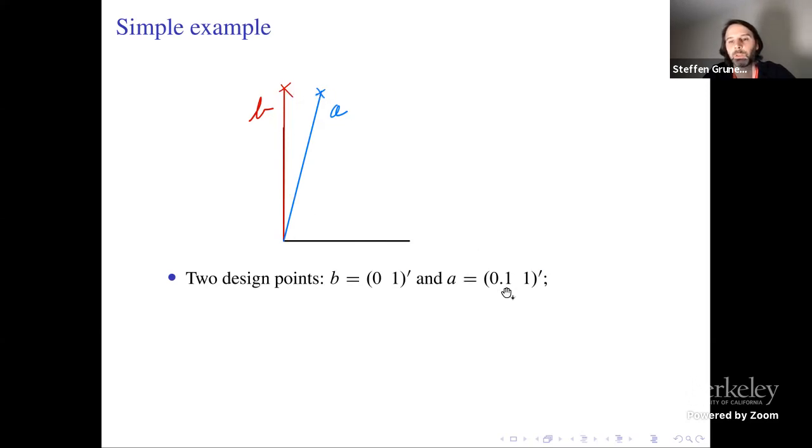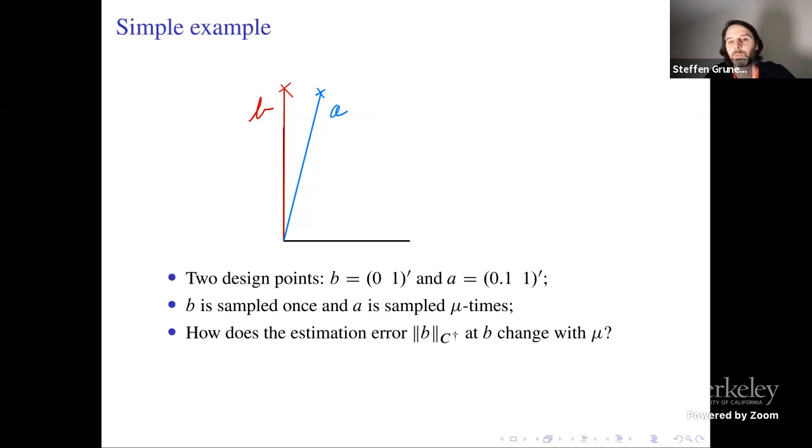A corresponds to (0, 1), (1, 1), B to (0, 1). The question is here, if I sample B one time and I sample A mu times, as mu increases, how does the error for B decrease? How will B change as mu goes off to infinity? Both are quite close to each other. So I guess the natural prediction would be that the mean squared error will drop significantly as mu increases.